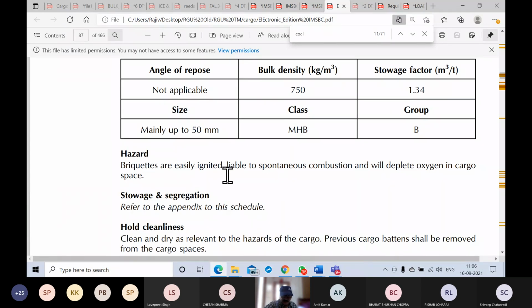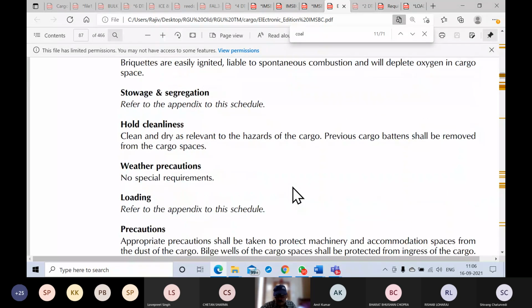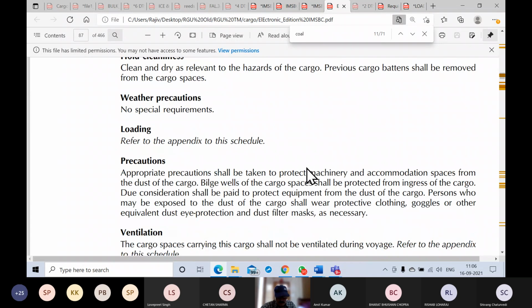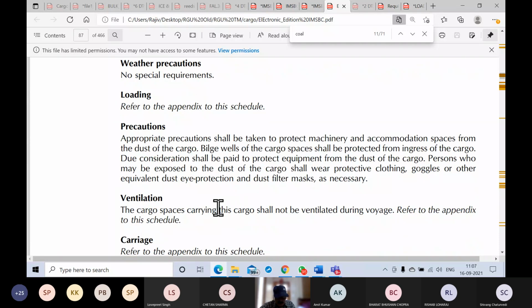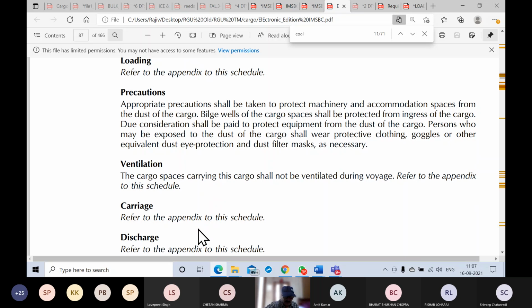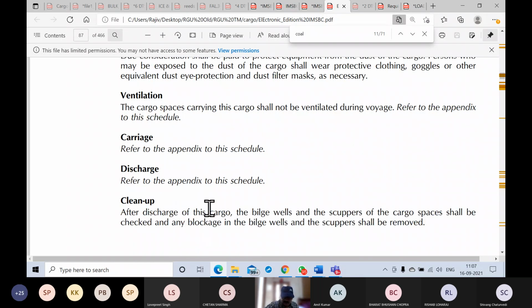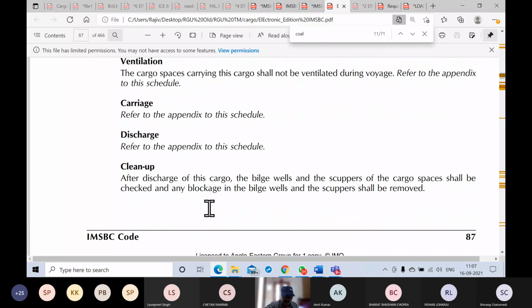This is easily ignited, liable to spontaneous combustion, and can deplete oxygen in cargo space. This is the hazard. To make sure against fire, previous cargo patterns which are burned shall be removed. Again, ventilation requirements are given separately in the appendix to the schedule: carriage, discharge, cleanup, bilge wells, etc. This is how it goes.